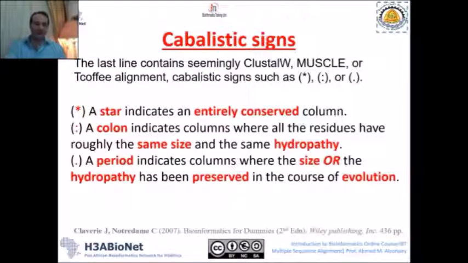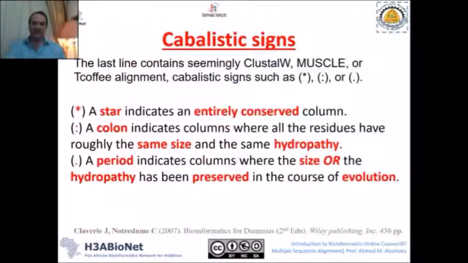Number 2 is that you have to know the meaning of the characteristic signs, because many programs like T-Coffee, Muscle, and Clustal W use these signs. So you have to understand the meaning of these signs. The first one is a star, which indicates an entirely conserved column. The column which is entirely conserved is represented by a star.